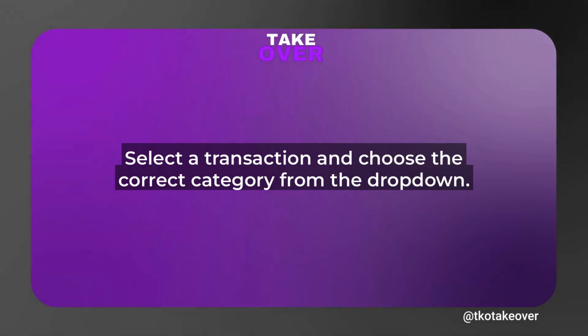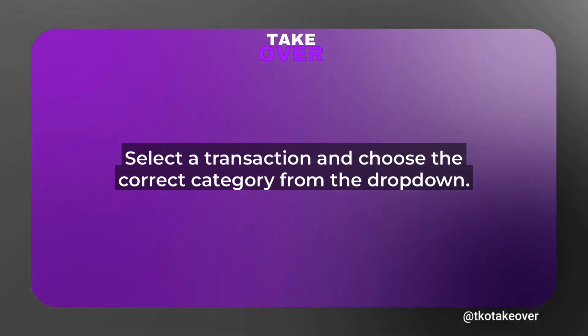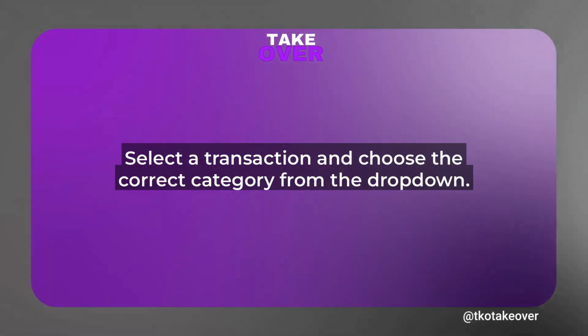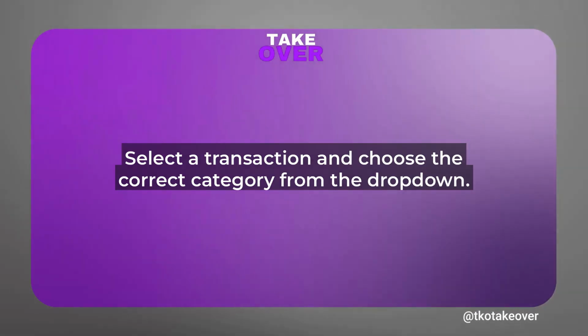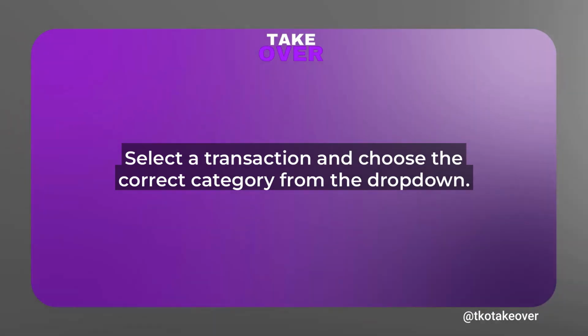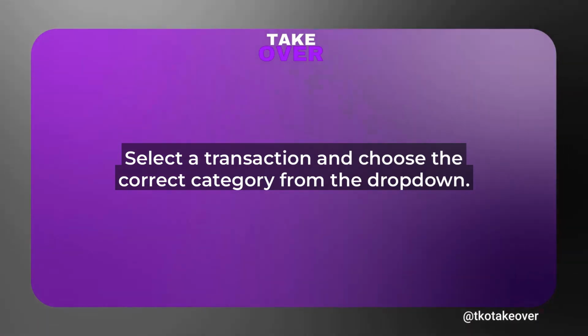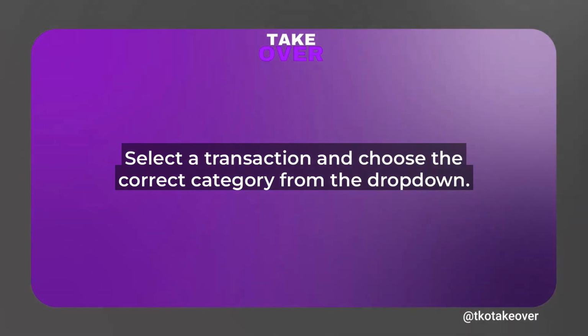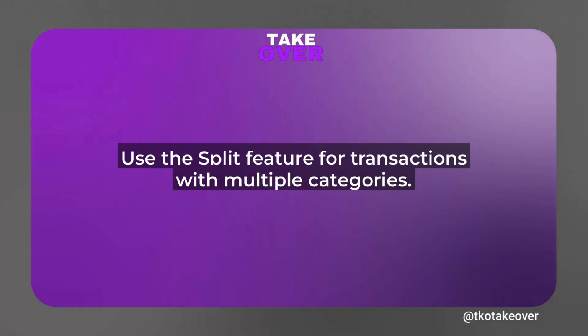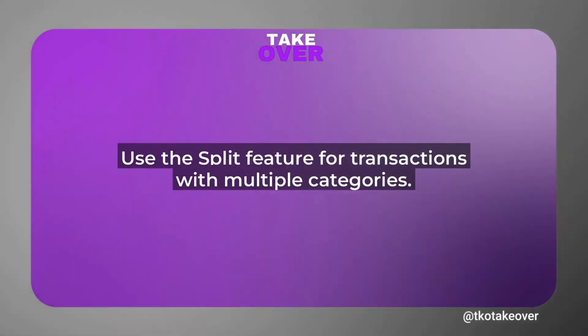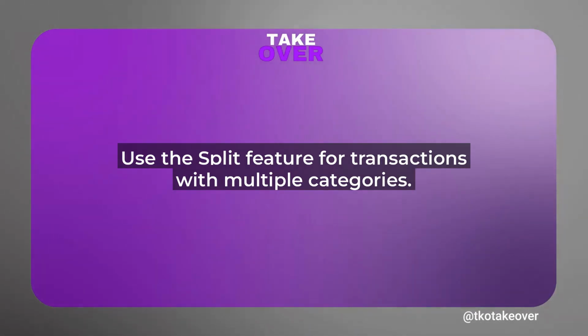You'll see a drop-down menu. Choose the appropriate category, like income, for sales or other income, if it's a refund. Don't forget to add details in the memo field for better tracking, such as the payer's name or purpose of the payment. If your Zelle payments involve multiple categories, like business expenses, use the Split feature to divide the transaction.